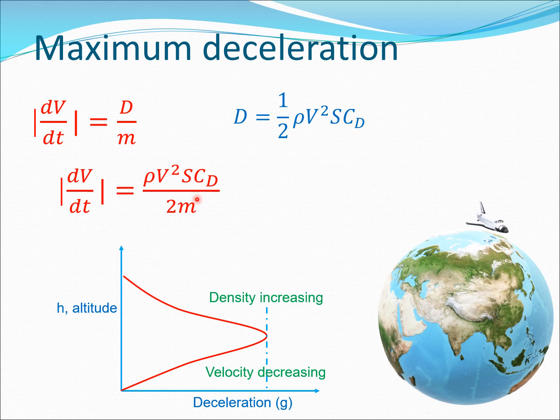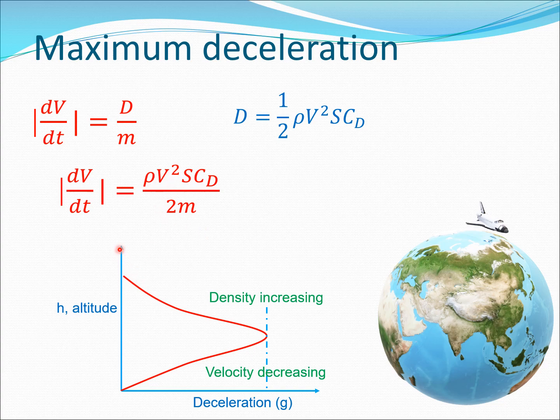So I can substitute this drag here and I get this value for dv by dt, the modulus or the absolute value of this, that is rho v square S CD by 2m. So remember, rho is the density of air, v is the velocity of the spacecraft, S is the reference area of the spacecraft, and CD is the drag coefficient. Now if we look at this particular expression, we see that S, CD and m are typically going to be constant, so this equation is going to depend on rho and v square.